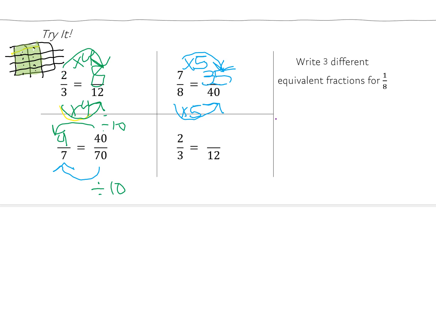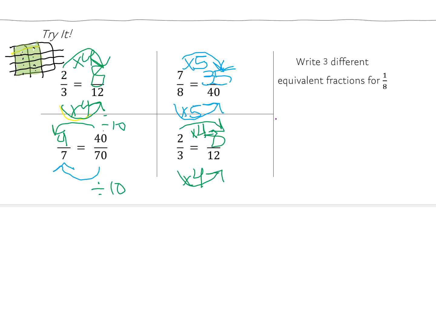And finally, we have 2/3 are equivalent to some 12ths. Hey, wait a second. That's one of our starter problems. You get an easy problem. All right, we know that we had to multiply by 4. 3 times 4 is 12. Whatever we do to our denominator, we have to do to our numerator. So I'm going to again multiply my numerator by 4. 2 times 4 is 8.